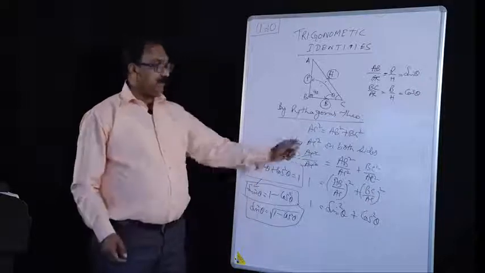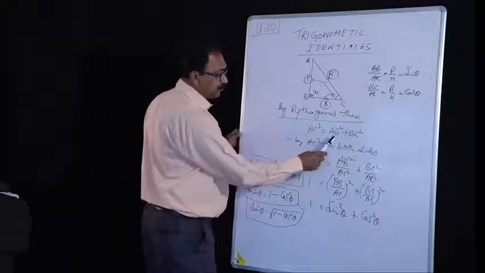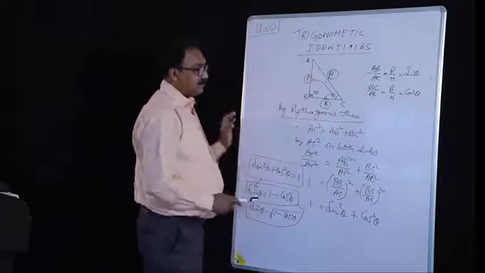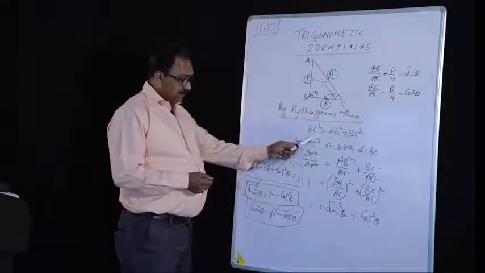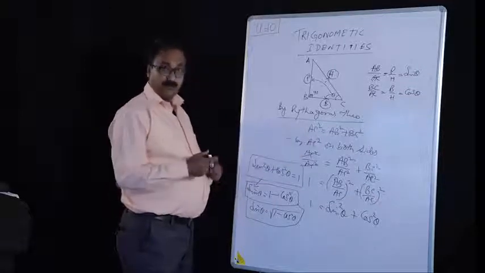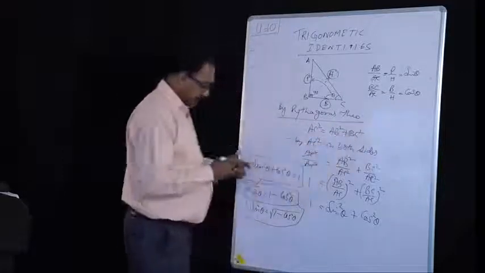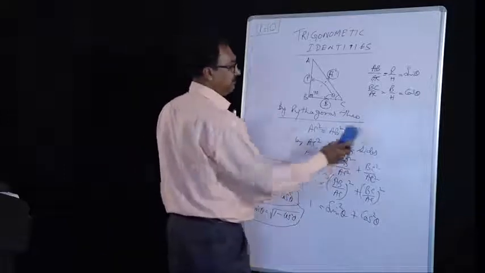Now, if I divide with AB square, how much can you get? Look, just remember, if you take AB square, AC by AB is hypotenuse by perpendicular. This is cosec square theta equal to 1 plus cot square. So if I divide this one with AB square instead of AC square, you will get the cosec square formula. Okay? The new formula will come here. I will write this part a little bit here.